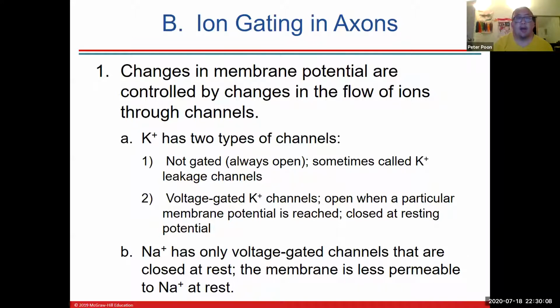Changes in membrane potential are controlled by changes in flow of ions through channels. Potassium has two types of channels: the leakage channels, which are just called leakage channels, or the voltage gated channels. Voltage gated means it has to cross a threshold to flip. Otherwise, it's closed. Sodium only has voltage gated channels that are closed at rest.